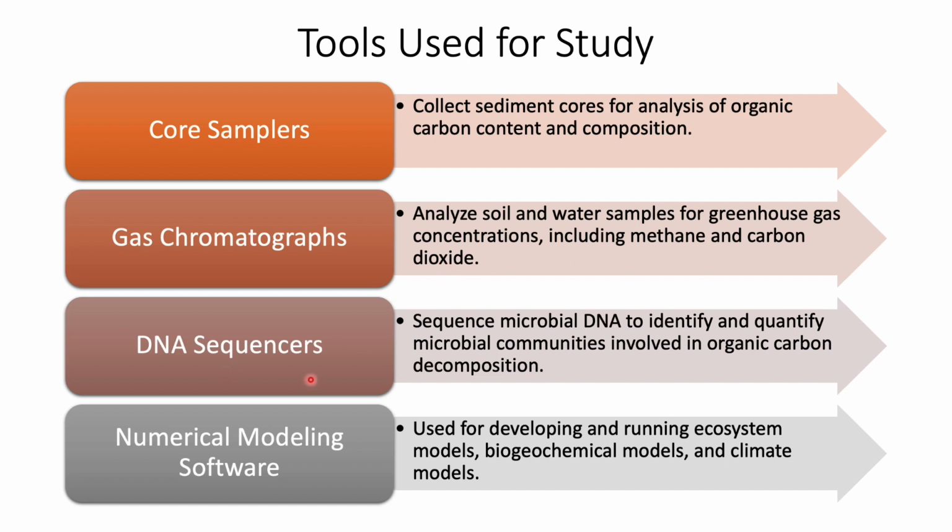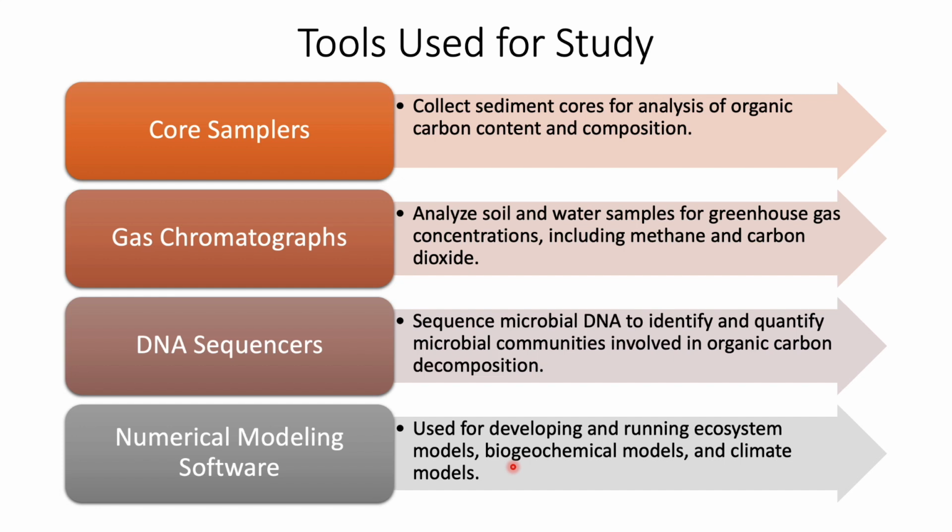DNA sequencing can be used. Here we sequence microbial DNA to identify and quantify microbial communities involved in the organic carbon decomposition. Then numerical modeling software is there, which can be used to develop and run ecosystem models, biogeochemical models and climate models. These are all the three things we have studied earlier. So all these things can be modeled.